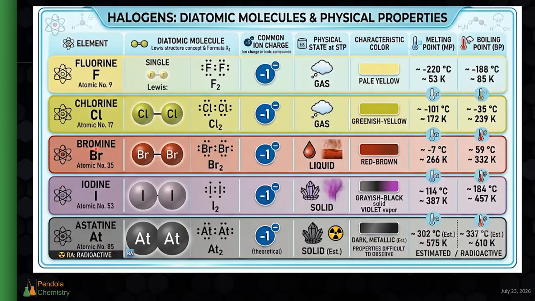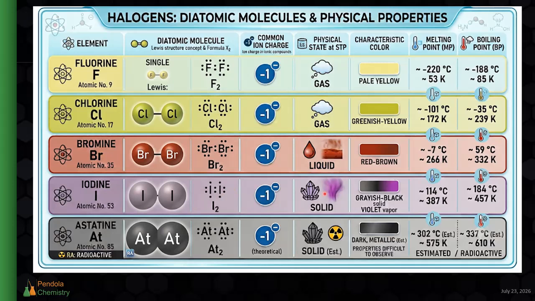Bromine, on the other hand, is a liquid. No longer do we have a gas. Once we get to bromine, we now have a red-brown liquid that gives off a red-brown gas because this is very volatile. And we'll get to the volatility in a second.